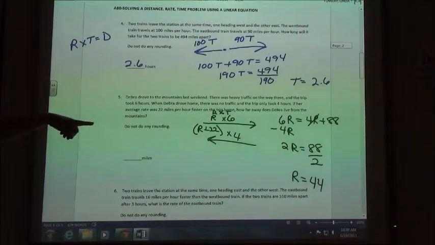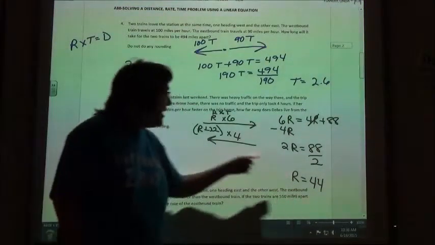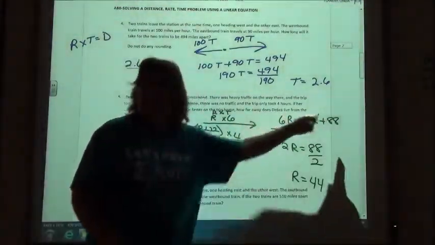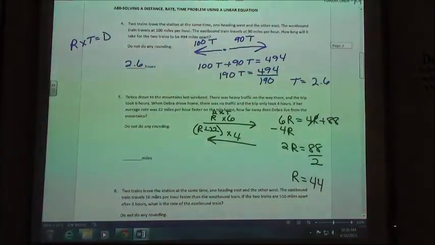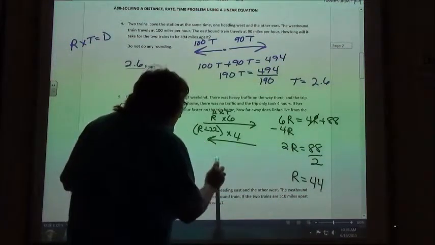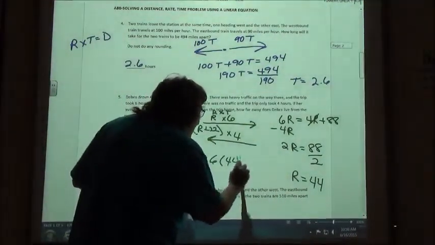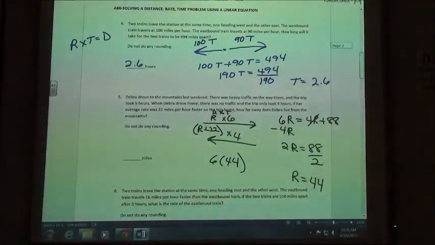Now, the question doesn't ask for the rate on this one. The question wants to know how far away she lives from the mountains. Now, I could put this 44 into either one of my sides because those two distances would be the same. But the first one obviously is going to be easier to do. Not that it should make any difference. So if I take 6 times 44, that will give me the distance that I went to the mountains, right? 6 hours at 44 miles an hour would give me how many miles? 264.